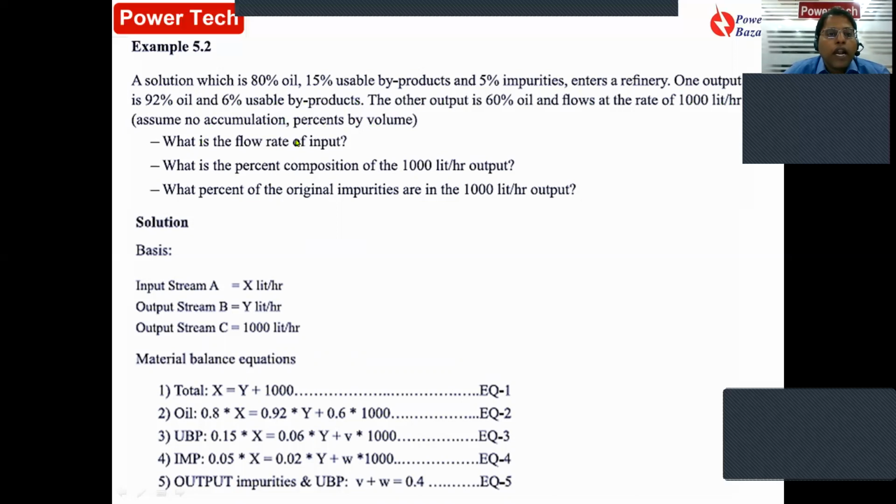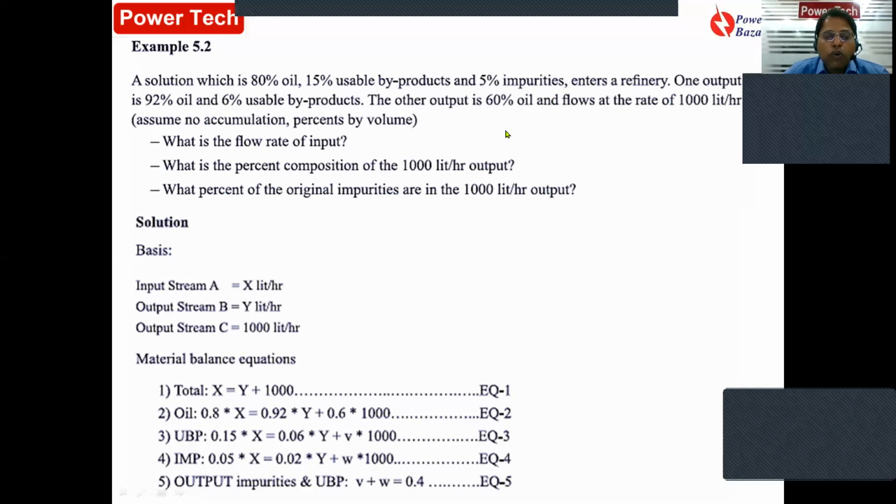Now, what is the flow rate of the output? That means we need to find out the input flow rate. Then what is the percentage composition of the 1000 liter per hour output? And what percentage of the original impurities is in the 1000 liter per hour output? So we also have to find the percentage of original impurities in the 1000 liter per hour output.